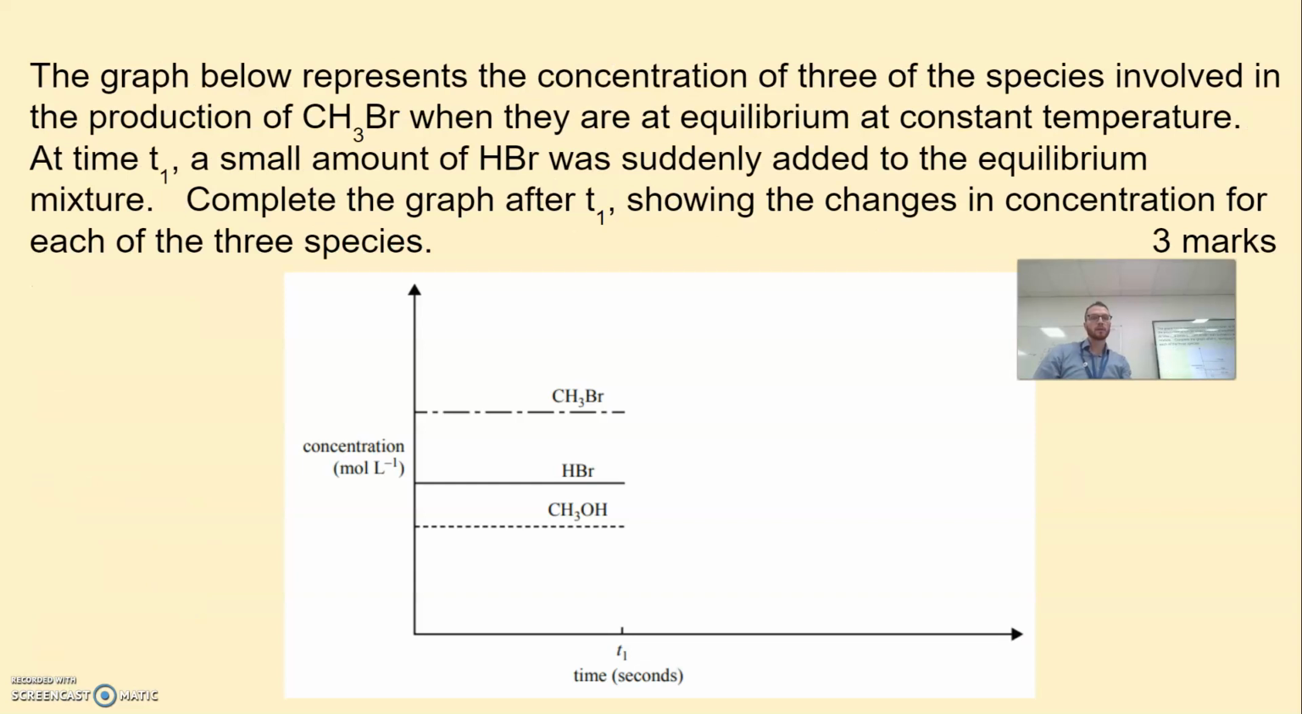The graph below represents the concentration of three species involved in the production of CH3Br. So we've removed water from this example. At time T1, a small amount of HBr was suddenly added to the equilibrium mixture, right? Instantaneous change. Complete the graph after T1 showing the change in concentration for each of the three species. Have a quick sketch. Off you go. Take a minute. It's a 3-mark question, and it would probably take you a minute to answer. So it's pretty good.